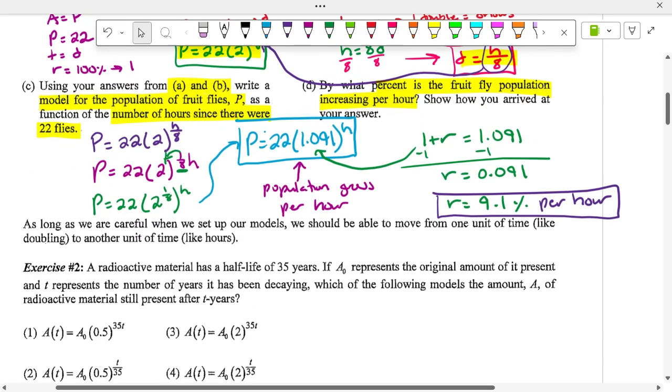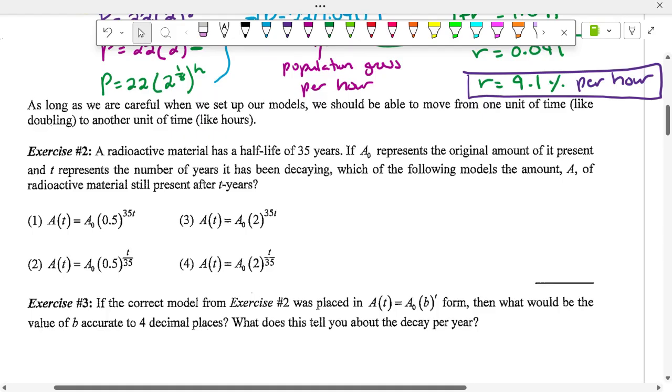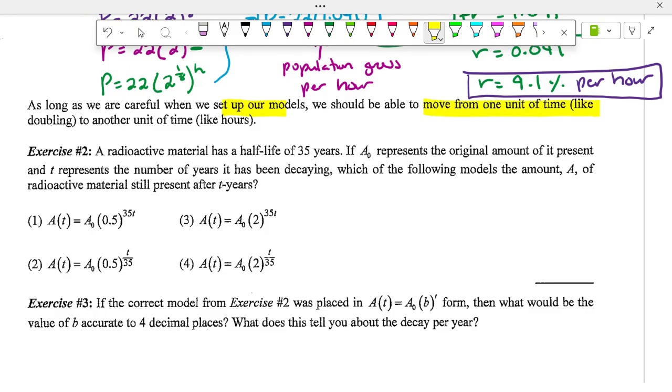All right. Let's look at a different one. The thing about these models is as long as we're careful when we set up our models, we should be able to move from one unit of time, like doubling, to another unit of time, like hours. So that's essentially what we just did. We went from doubling to hours.